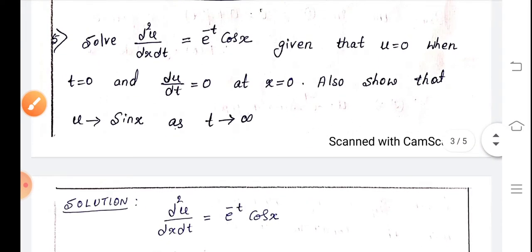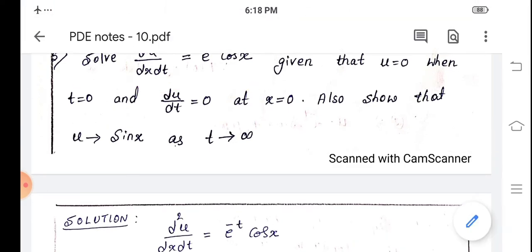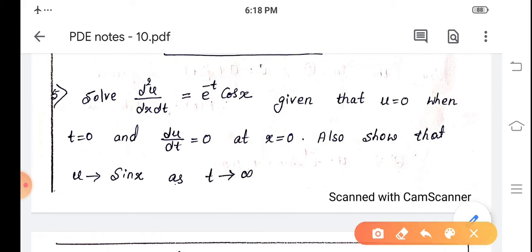Okay, next we will work out question number 5. Solve ∂²u/∂x∂t = e^(-t) cos x. Given that u = 0 when t = 0 and ∂u/∂t = 0 at x = 0. Also show that u approaches sin x as t approaches infinity.